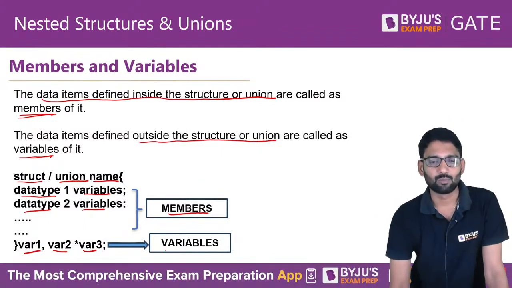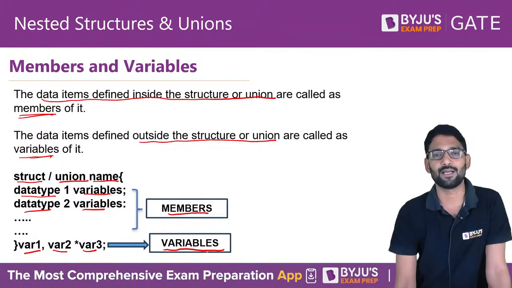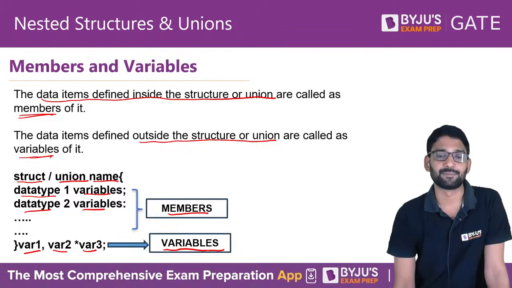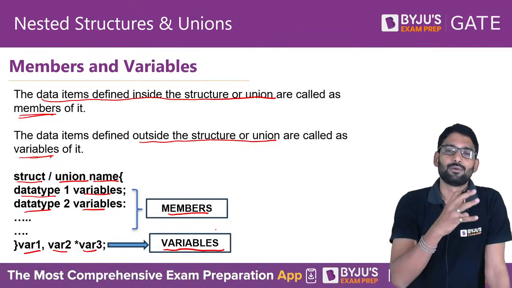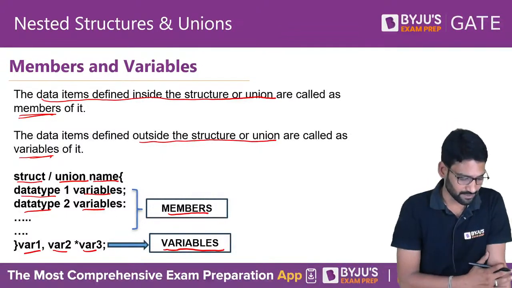And whatever we have defined outside this structure or union we call variables. So members, variables. I think this terminology is clear.